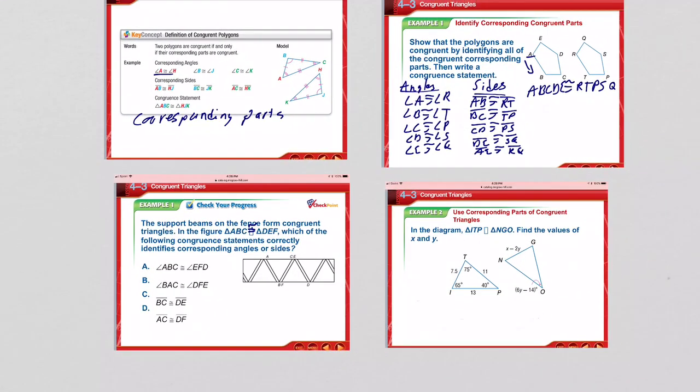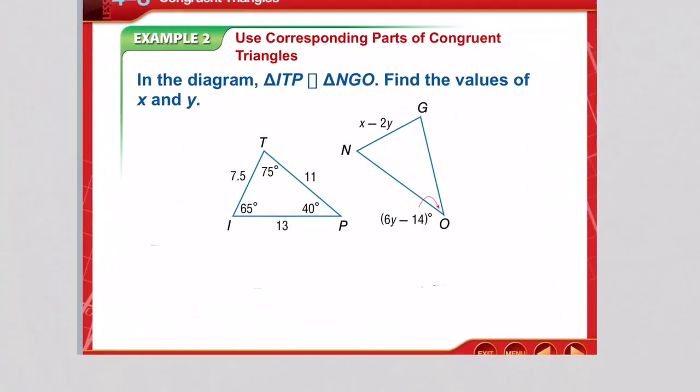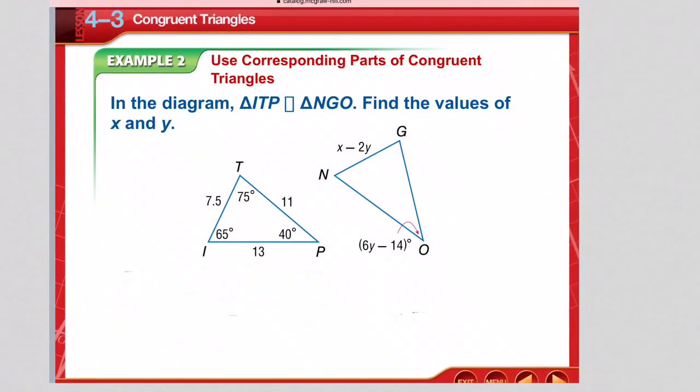Okay, next thing we need to talk about with congruent triangles is using the fact that the triangles are congruent. In the diagram, triangle ITP is congruent to triangle NGO. Find the values of x and y. Well, if they're congruent, this automatically tells me what matches up. If I want to find x and y, what do I have for x? Well, for x, I have a statement that has a y in it as well, so my guess is I need to find y first.